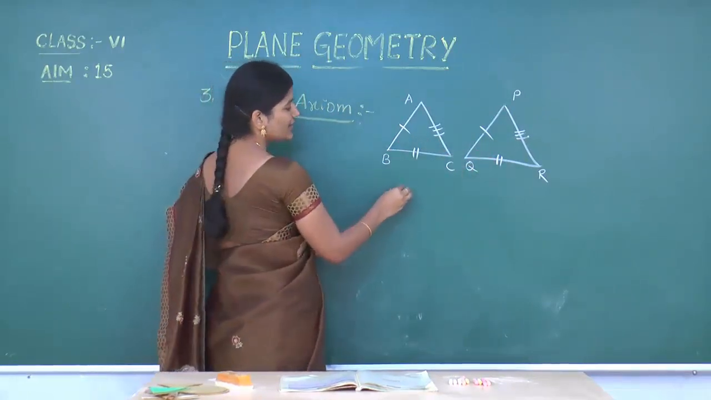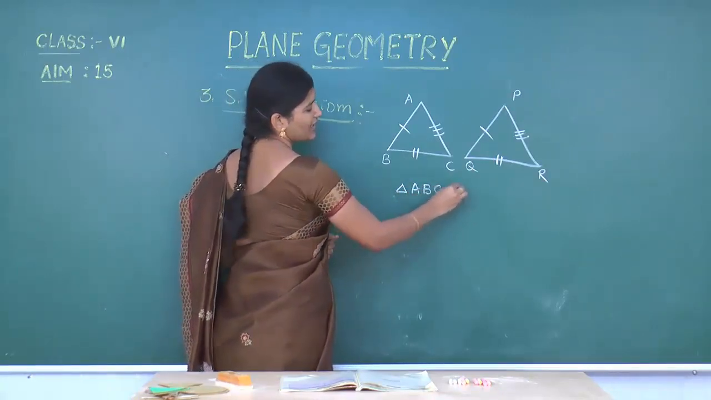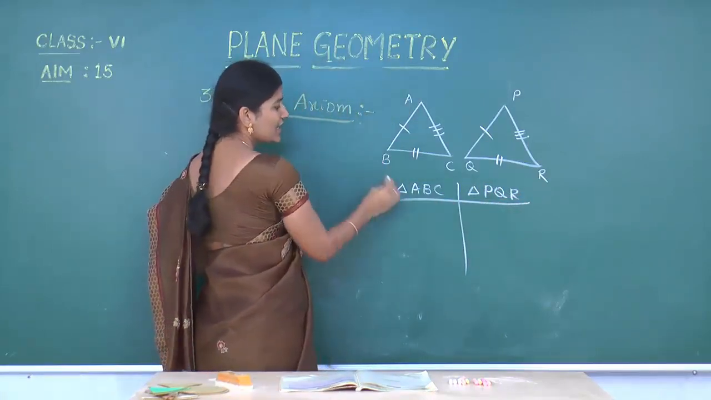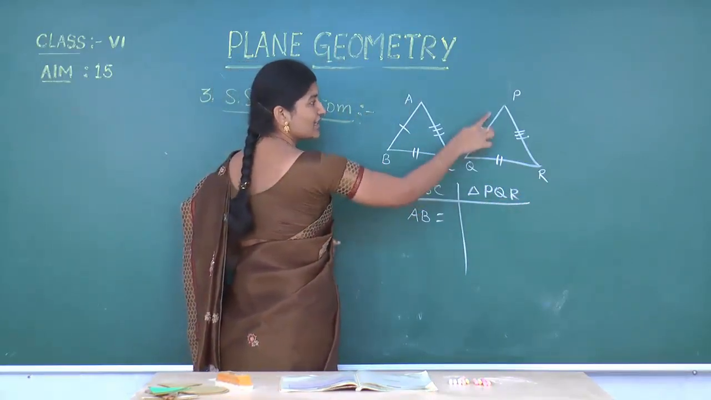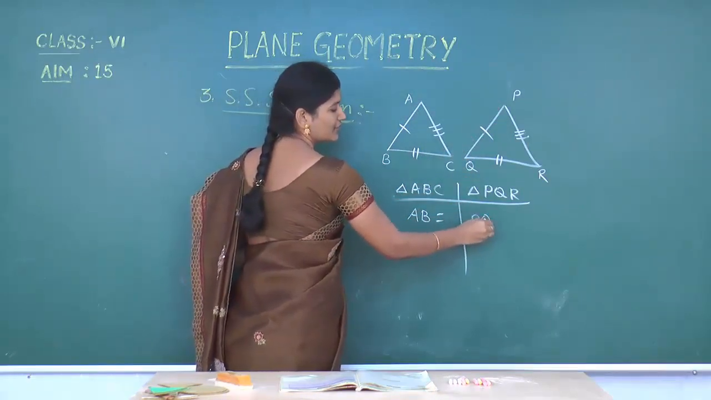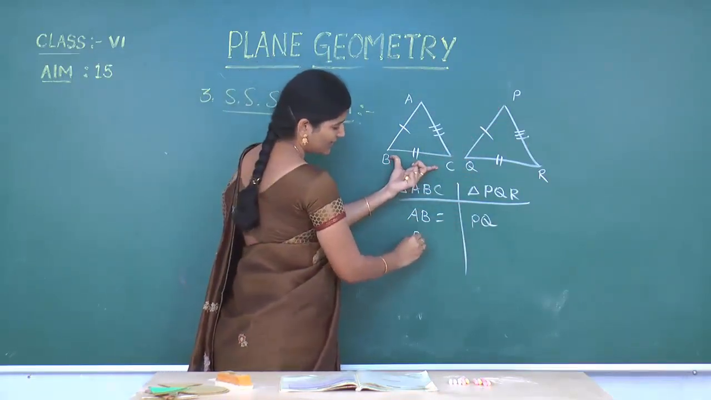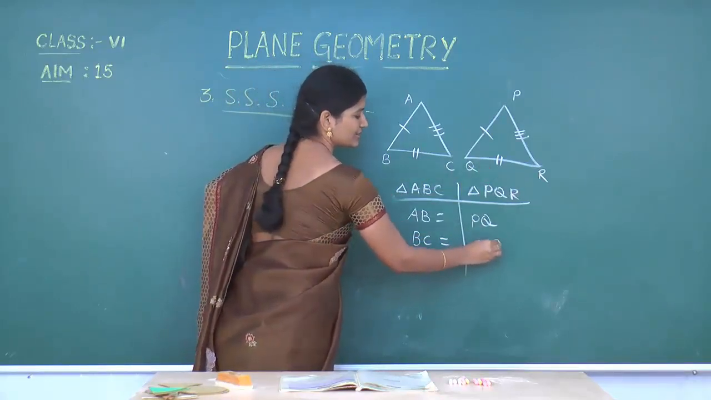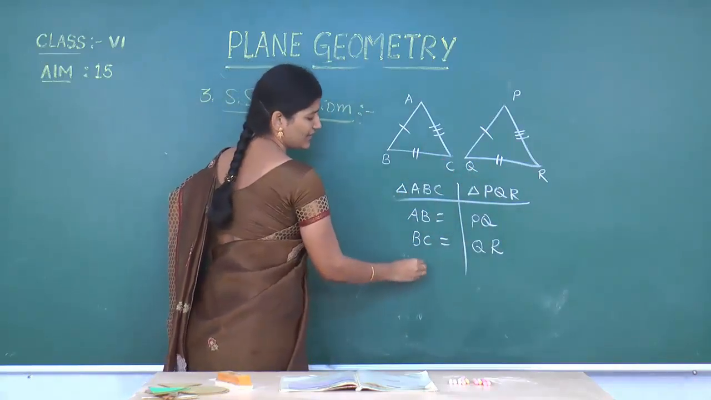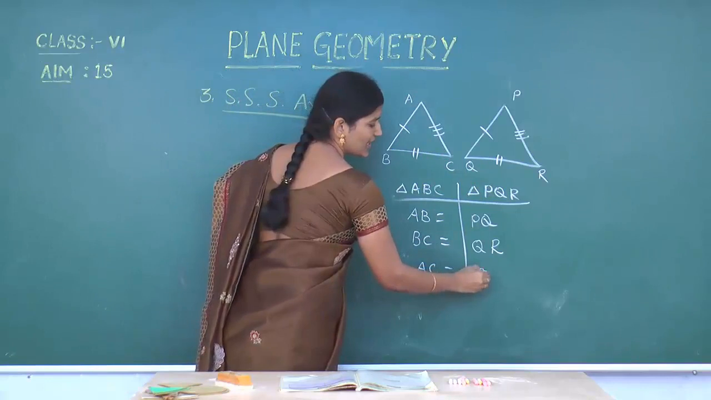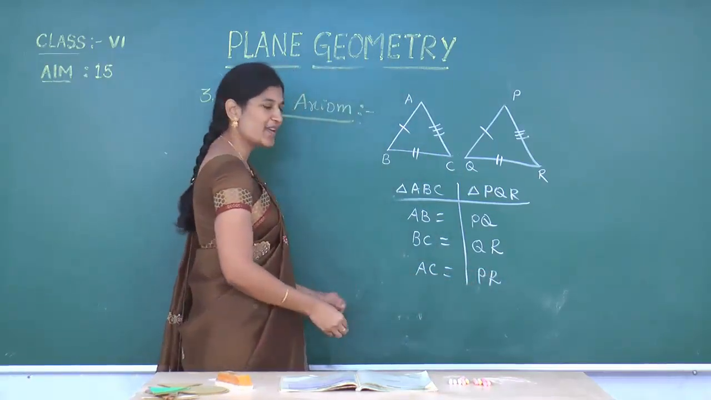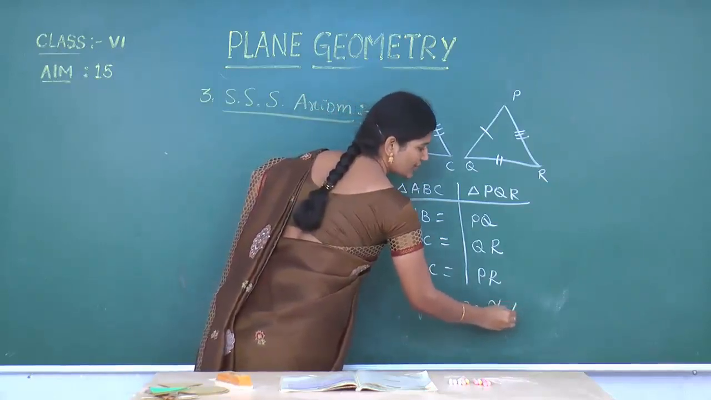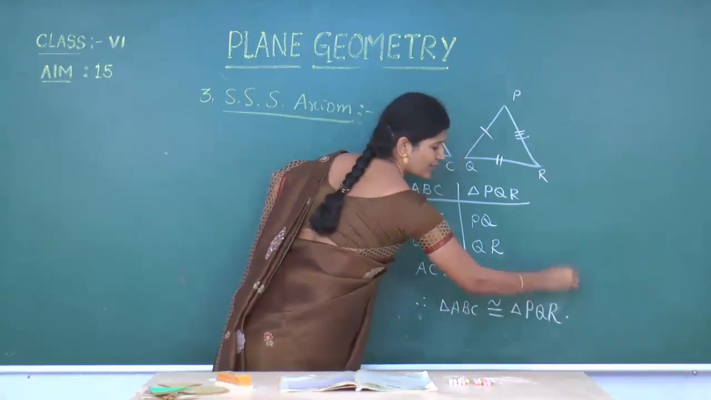Let me show you in tabular form. This is triangle ABC, and this is triangle PQR. Here side AB is correspondingly equal to side PQ, side BC is correspondingly equal to side QR, and side AC is correspondingly equal to side PR. So we can say, therefore, triangle ABC is congruent to triangle PQR.